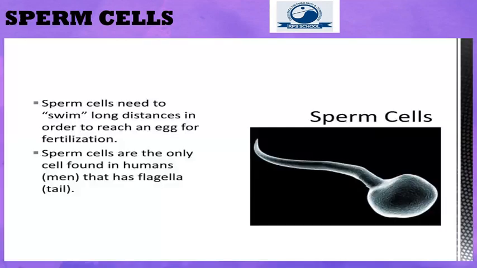Sperm cells. These are reproductive cells. They need to swim long distances in order to reach an egg for fertilization. Thus, these cells are the only cells found in human beings, especially in men, that have flagella, that is a tail-like structure.